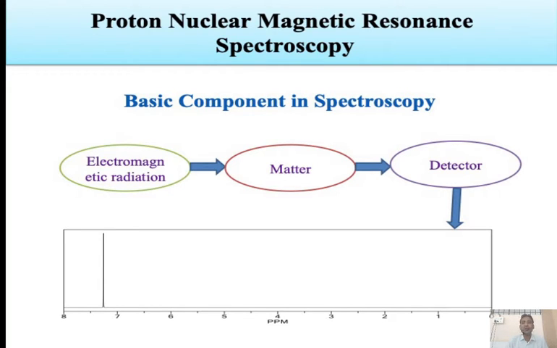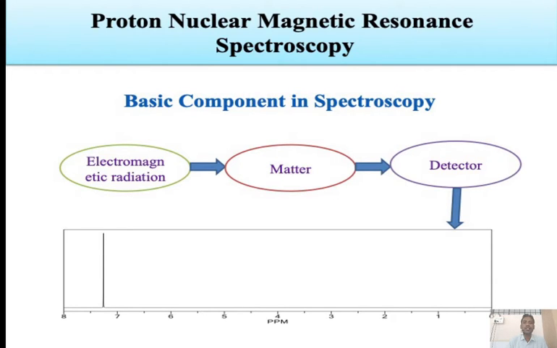After bombarding, we need to detect its signals, so we require detectors. Detectors capture the radiation absorbed by the molecules and pass it to the plotters, and we get information as shown in the presentation. This is the PMR spectrum, where a sharp peak will be there. For this we require the plotters or printers. So this is also the fourth point.